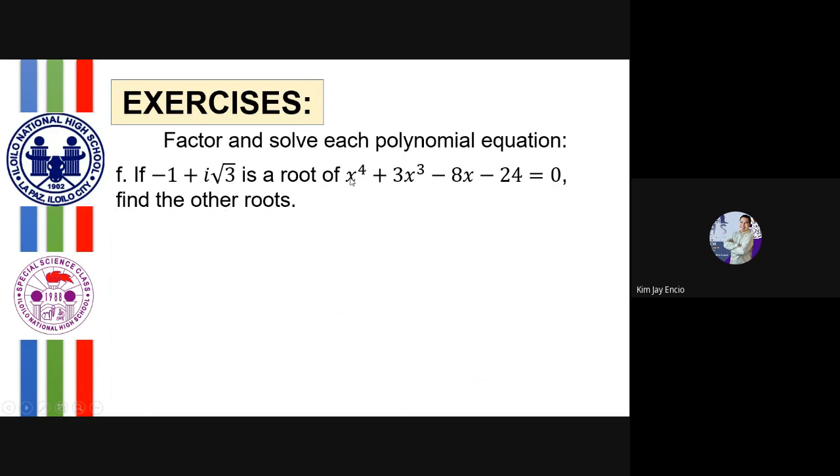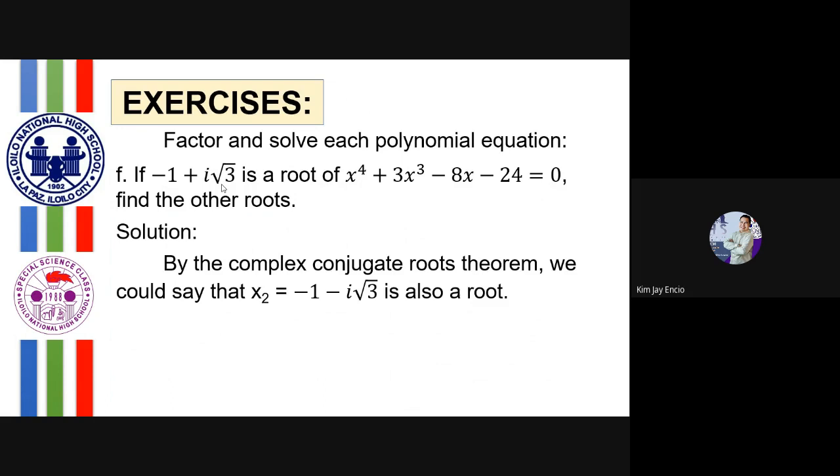We have degree 4, so we are expecting 4 roots. But one out of 4 roots was already given. Hence, we need to look for 3 more roots. However, don't worry: negative 1 plus i square root of 3 is a complex number. With the complex conjugate roots theorem earlier, we could say that its conjugate, negative 1 minus i square root of 3, is also a root.